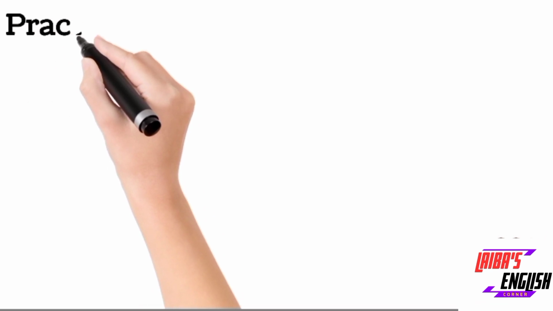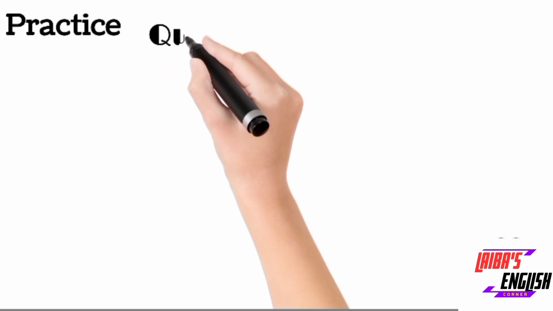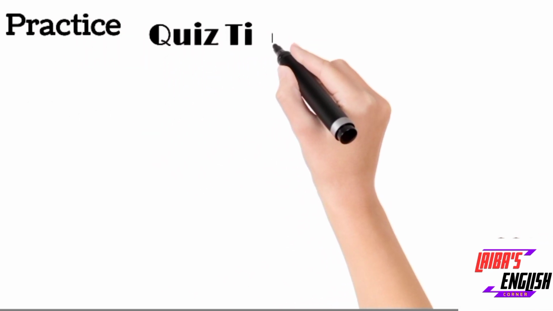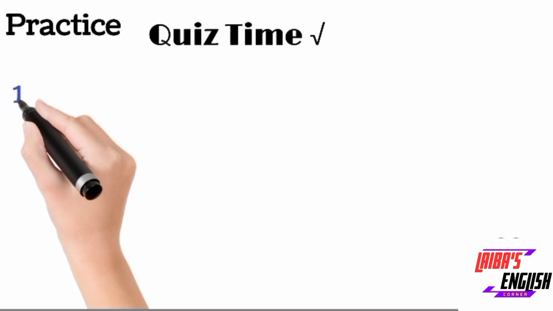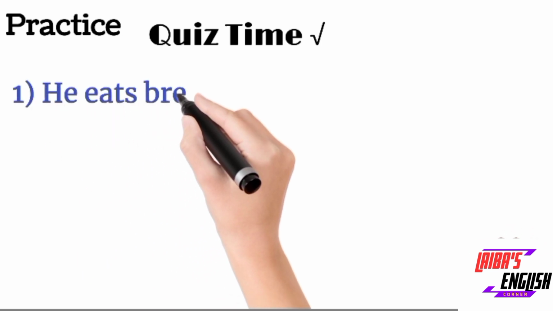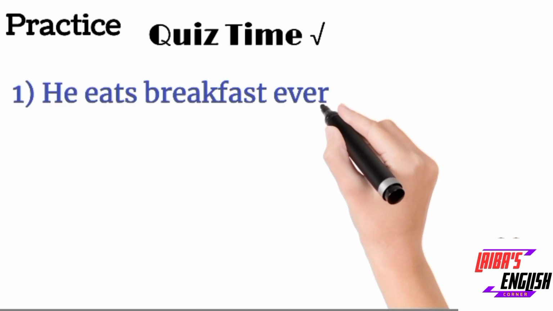So we are completed with our tenses. We have done past, present and future. Now it's quiz time. I will give you some sentences and you have to guess if it's present, past or future, along with affirmative, negative or interrogative.